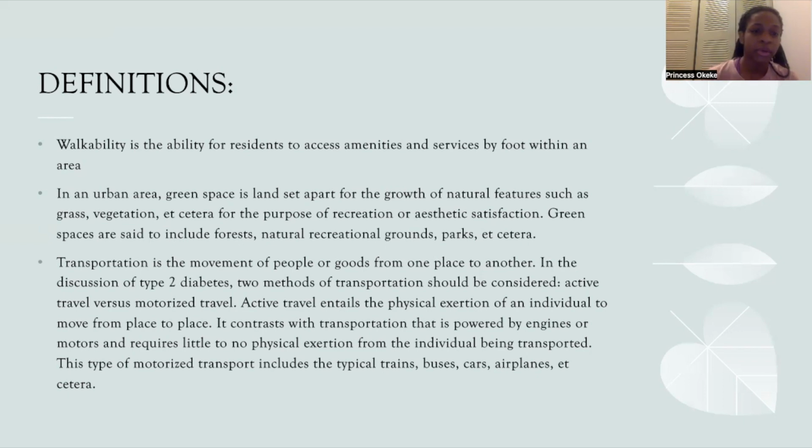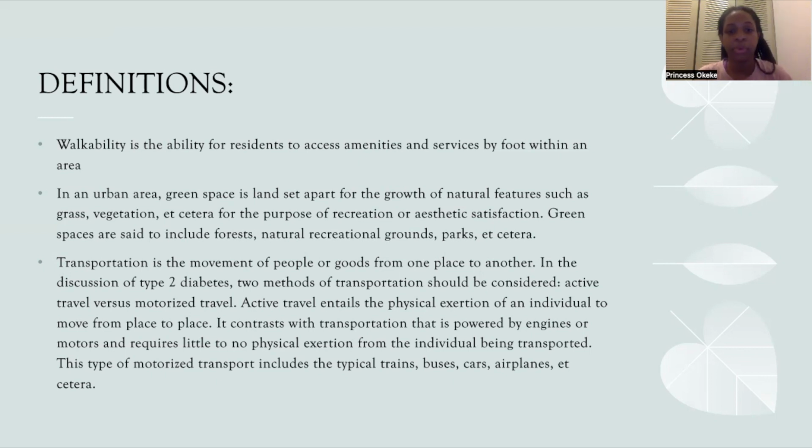In an urban area, green space is land set apart for the growth of natural features such as grass, vegetation, etc., for the purpose of recreation or aesthetic satisfaction. Now, one of the things about green space is the beauty. This encourages people to go outdoors more, and when they are able to visit these places such as parks, they will be able to engage in the physical activity of their liking. And with this increase of physical activity, there's less chance of having type 2 diabetes because they're expending enough energy.